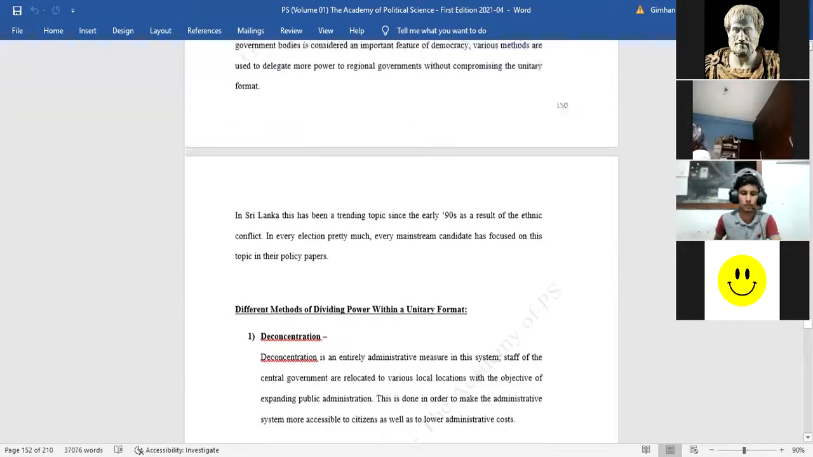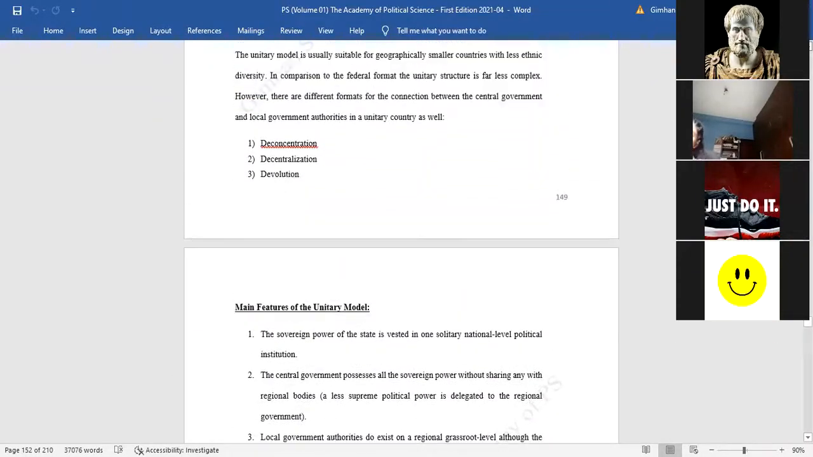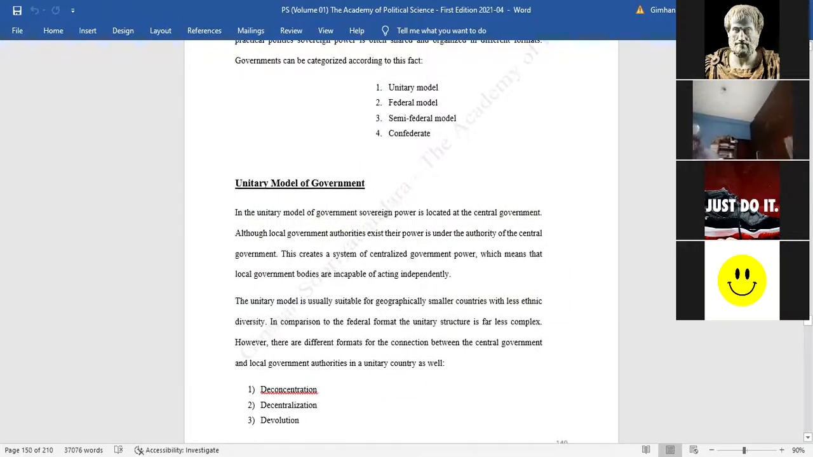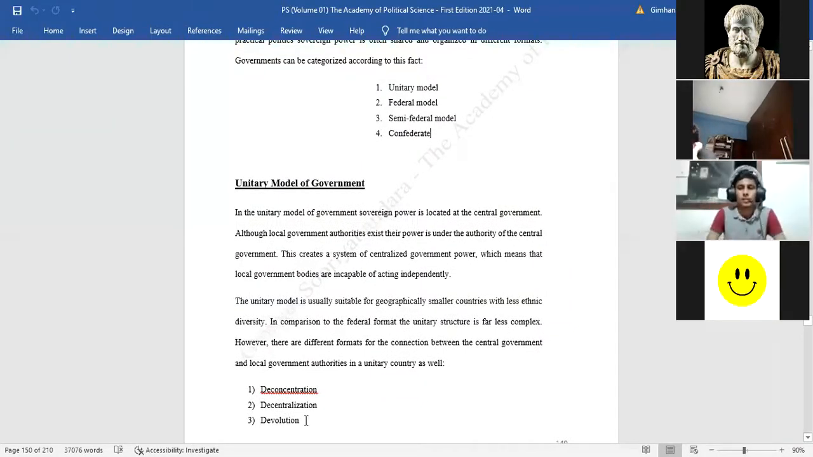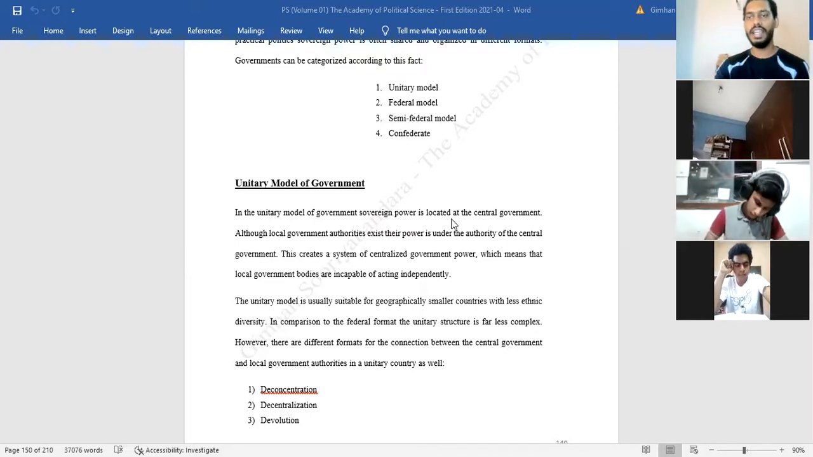Right. So what does the note say in the very beginning? This is the first thing that they say. In the unitary model of government, sovereign power is located at the central government. Highlight that, or if you might not have the printed note in your hand, if you do, highlight that part. Located at the central government, right? Which is why it is not divided, it is not shared.